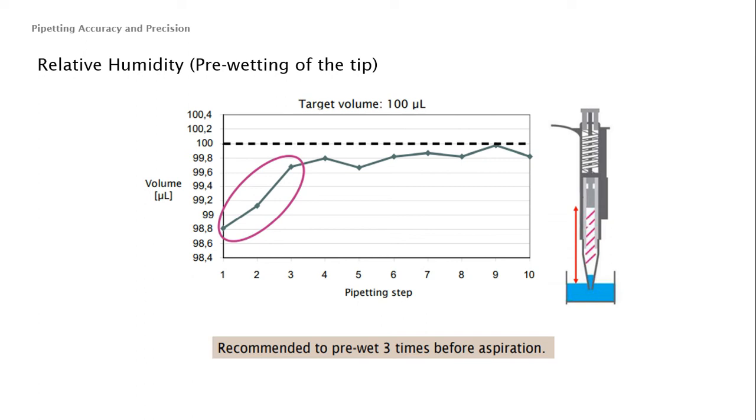Our recommendation for this is to do pre-wetting. Perform pre-wetting 3 to 5 times before doing the measurement. It will greatly improve the temperature inside your air cushion, and achieving thermal equilibrium inside your air cushion will greatly improve your performance in pipetting.